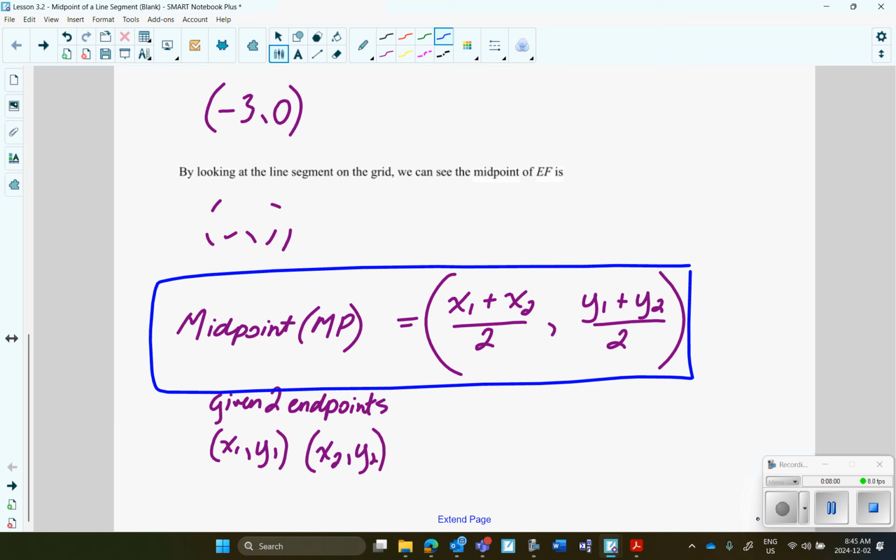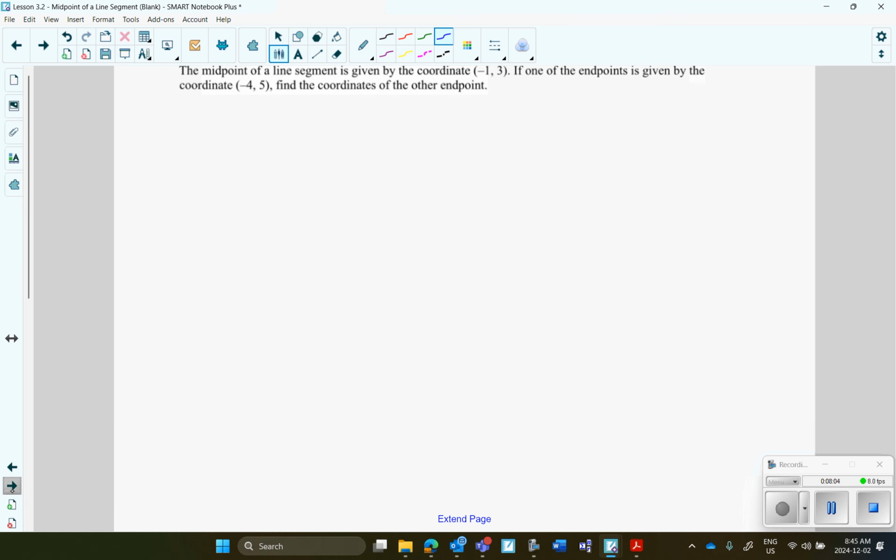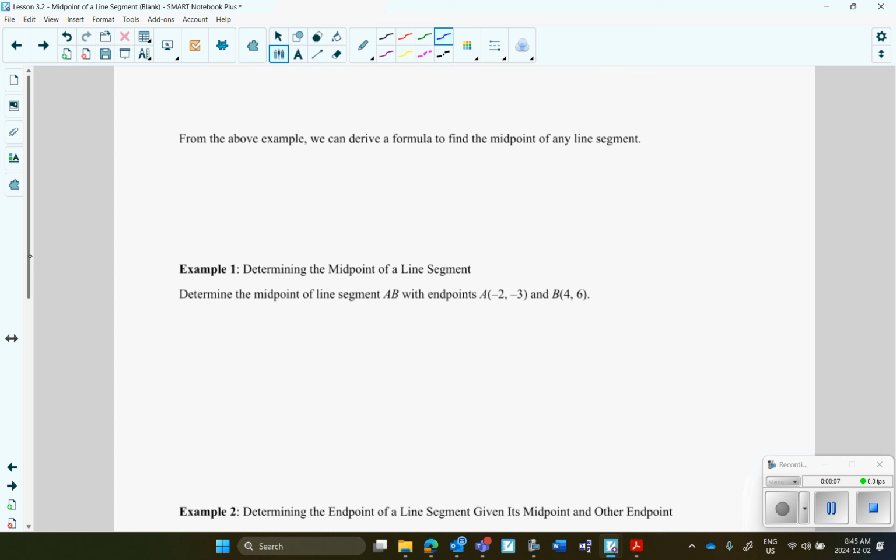So let's look at a couple questions. Oh, I should have written the formula here. Oh well. I didn't realize I had space on the second page.